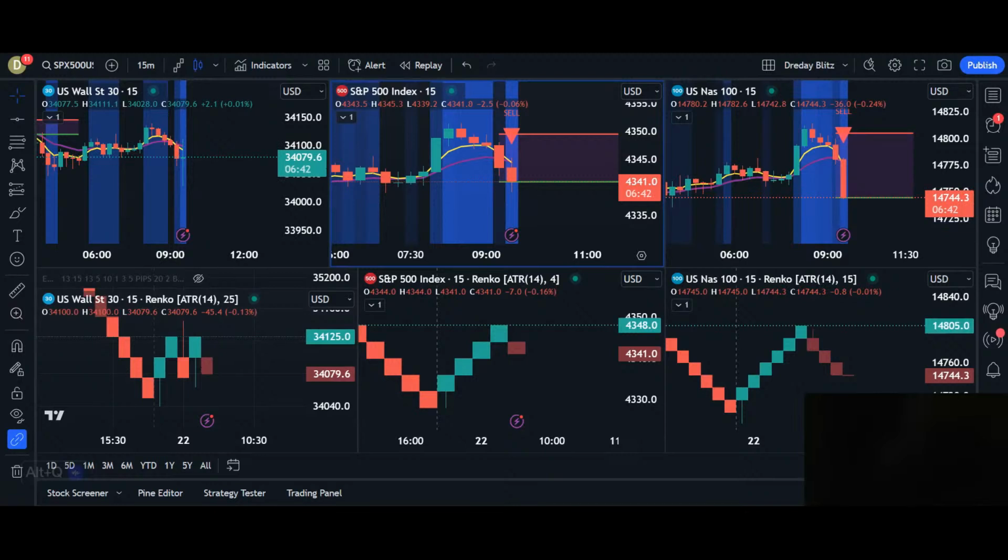So far the market is looking bearish. But like I said, we're still going to wait until the news event comes in to see exactly if there will be a continuation to the downside or if it's going to reverse and go to the upside.